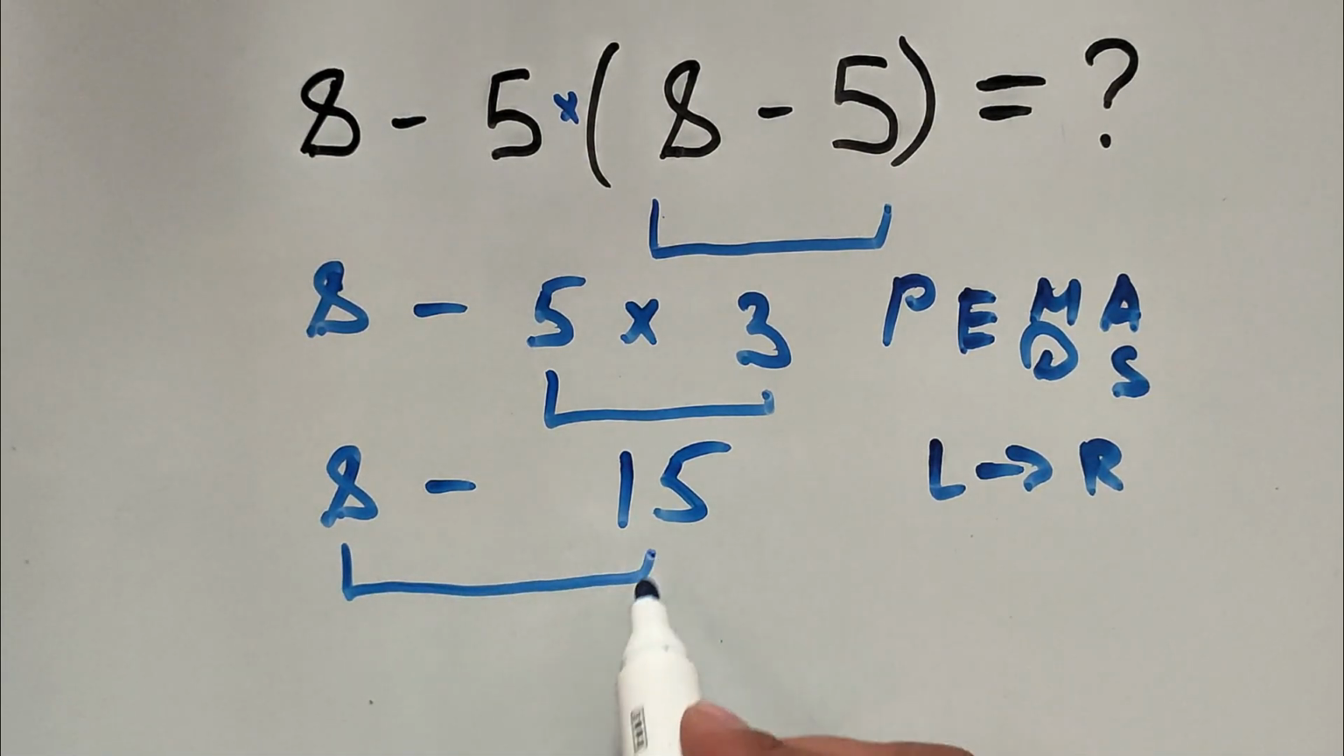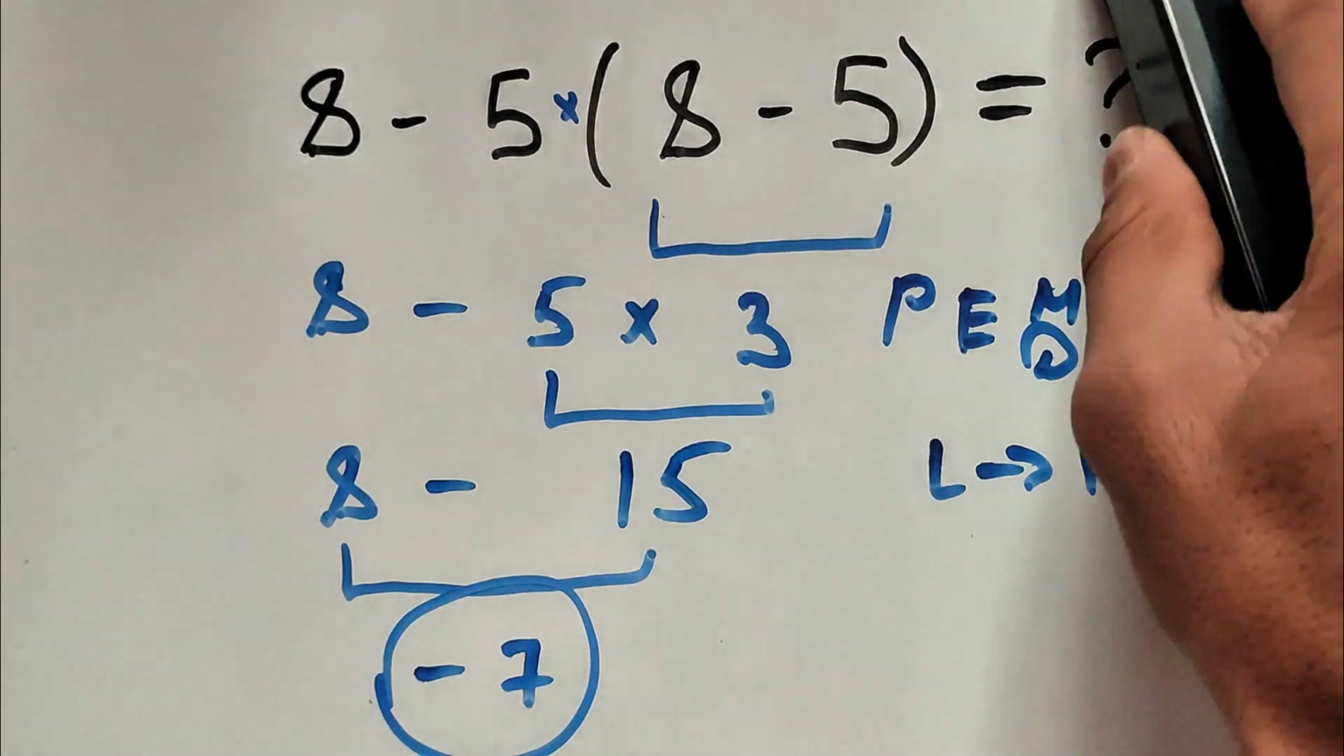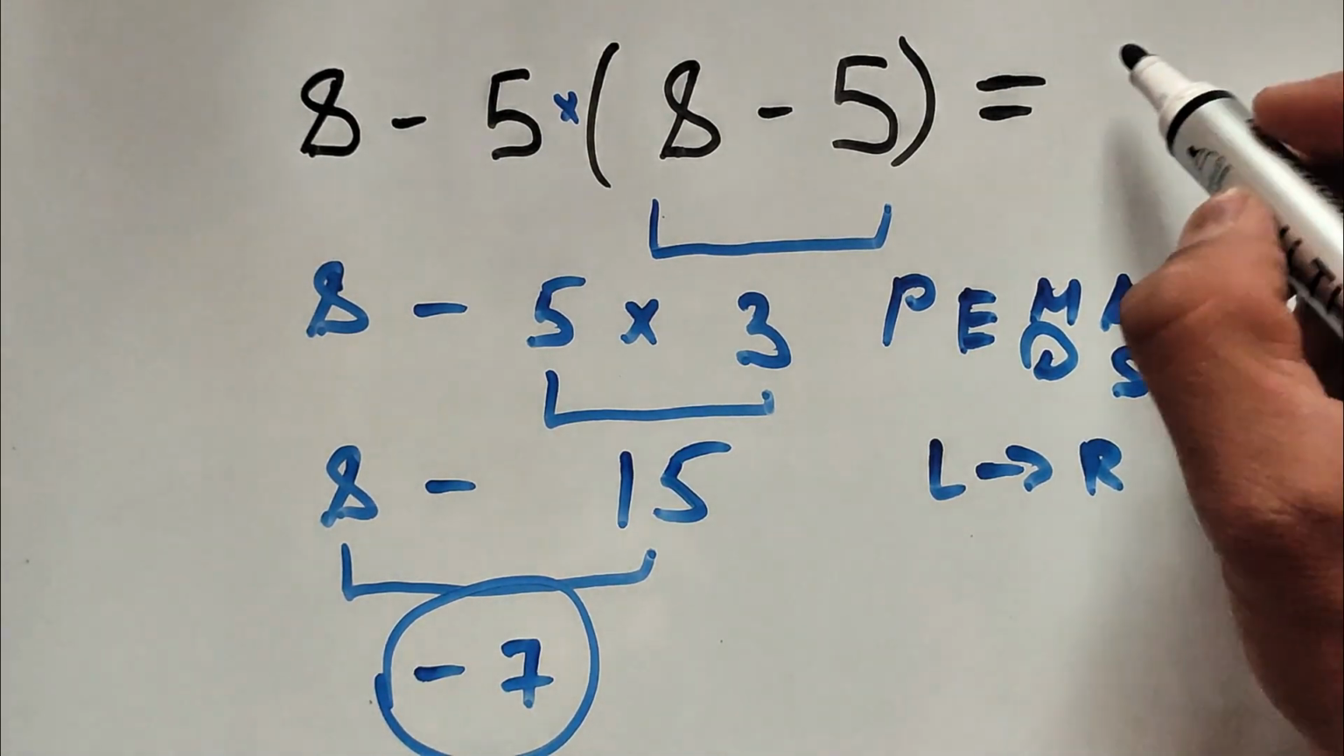15 gives us negative 7, and this is our correct and final answer. We can write it here, negative 7.